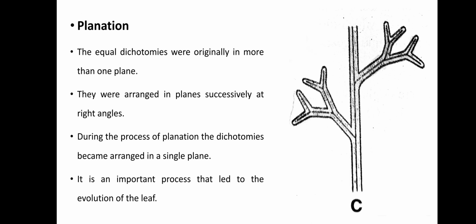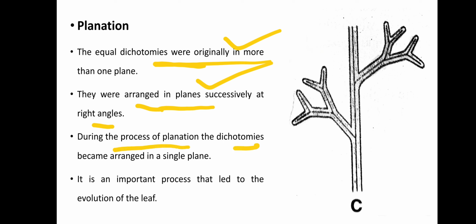Then planation. The equal dichotomies were originally in more than one plane. They were arranged in planes successively at right angles. In the step of planation, the unequal dichotomies that are placed in more than one plane were placed in a single plane. During the process of planation, the dichotomies become arranged in a single plane. It is an important process that led to the evolution of leaf.